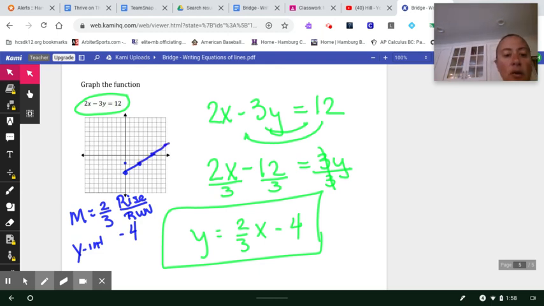Now, if I want to go in the opposite direction, just change both signs. I want to go down 2 and left 3. Down 2 and left 3. And we've got our function graphed there. So hopefully just a quick review of some linear equations, and we look forward to some great practice.